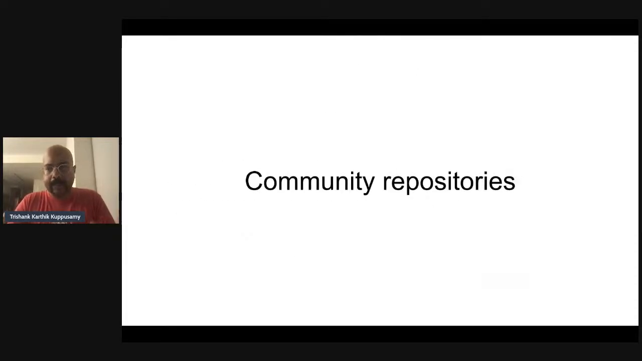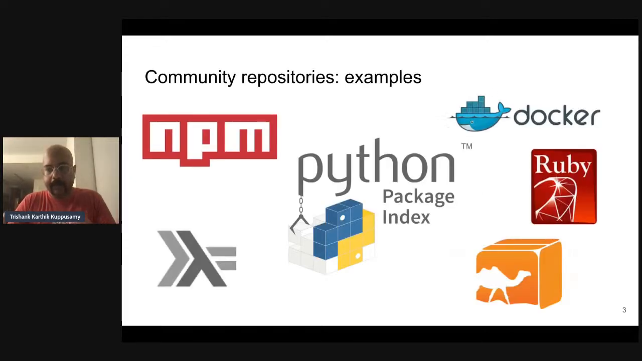So first, we begin by setting the background. We're talking about the context of community repositories here. And the most notable example, of course, I'm sure everyone in the room is using it, is the Python Package Index. PyPI is one of them. NPM is the one for JS. Ruby has its RubyGems. Docker Hub is the registry for Docker container images for all sorts of software applications. You get the idea. These are the examples.